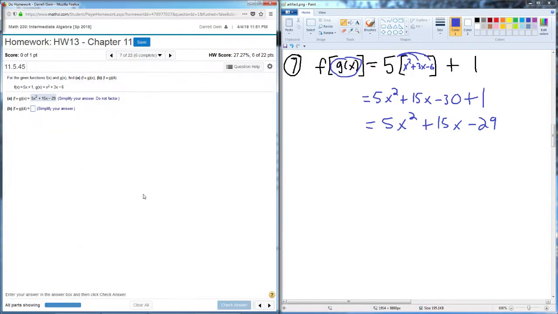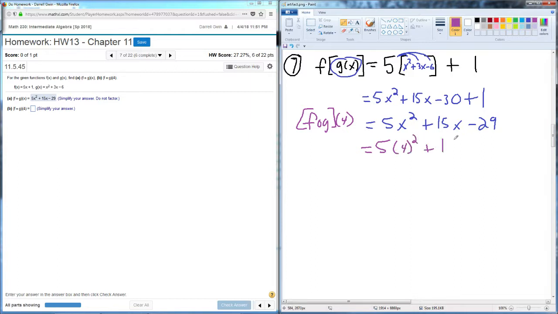Good job. Next part. We want to find f of g of 4. There we go. Do purple. To find f of g of 4, we're just going to replace all the x's with 4. Pretty much that simple. The hardest part is remembering what to do first.